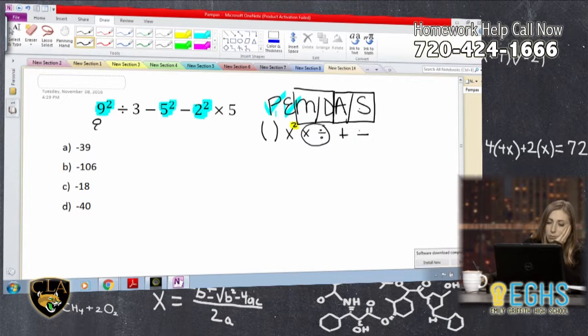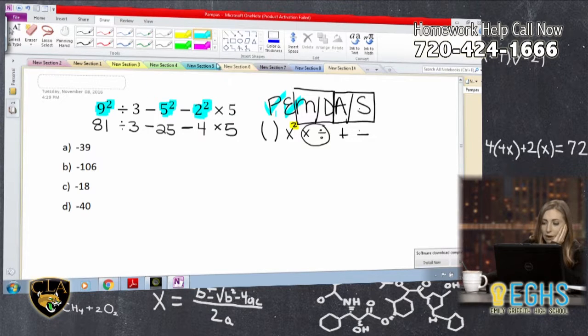So 9 squared, we're going to get 81. 5 squared, we get 25. And 2 squared, we get 4. As I mentioned before, everything else we're going to rewrite. So we're going to say 81 divided by 3 minus 25 minus 4 times 5. So there's our exponents. We got those done.